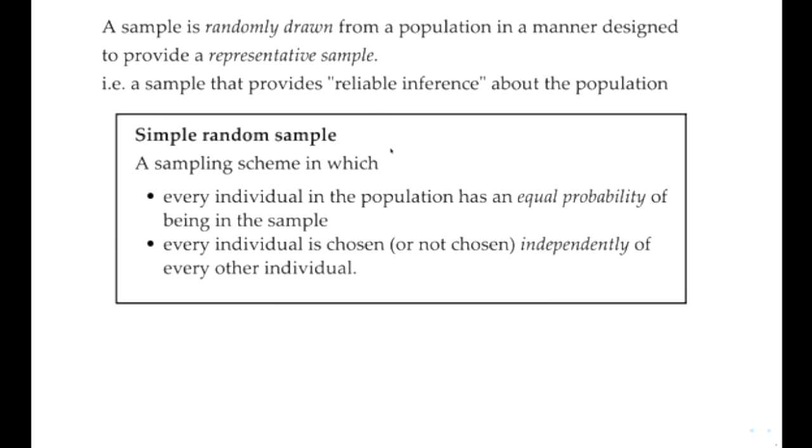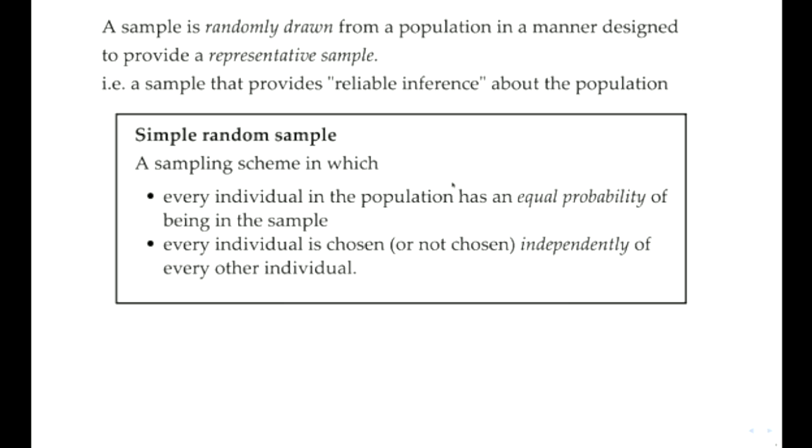A simple random sample, so it's quite an intuitive thing. A simple random sample is a sampling scheme with two properties. The first is every individual in the population has to have an equal probability of being included into the sample. So in other words, you must not be gathering your sample in such a way as certain members of the population have a higher probability of being included than other members of the population.